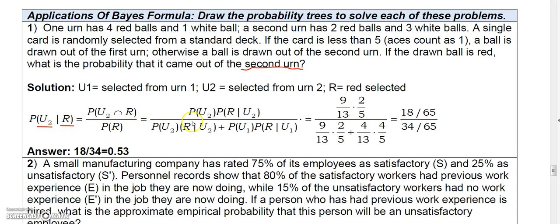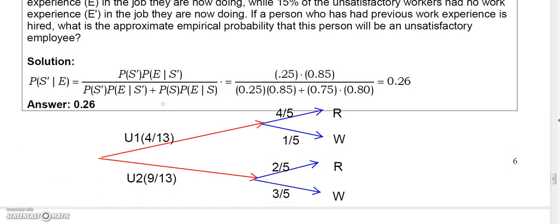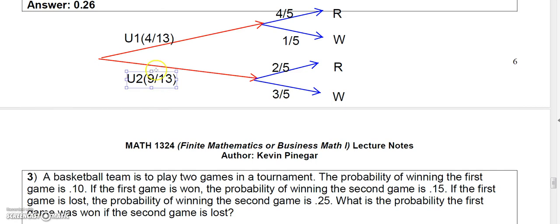Now, I've got the formula written here, but we're not going to use this formula. I'm going to go down here and show you a diagram that I drew, and I'll use this diagram on each of these problems. So on this diagram here, we draw from urn 1 if we draw a card that's an ace, 2, 3, or 4, because that's less than 5.